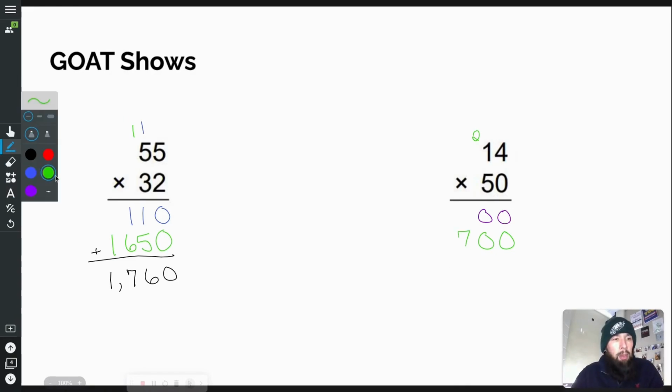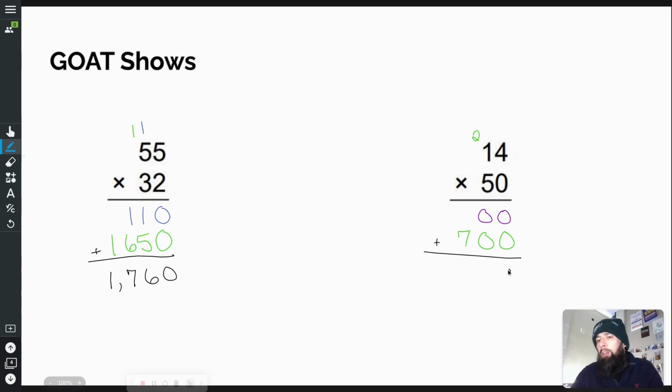Now we add those 2 rows. 0 plus 0 is 0. 0 plus 0 is 0. Nothing plus 7 is 7. We get 700.